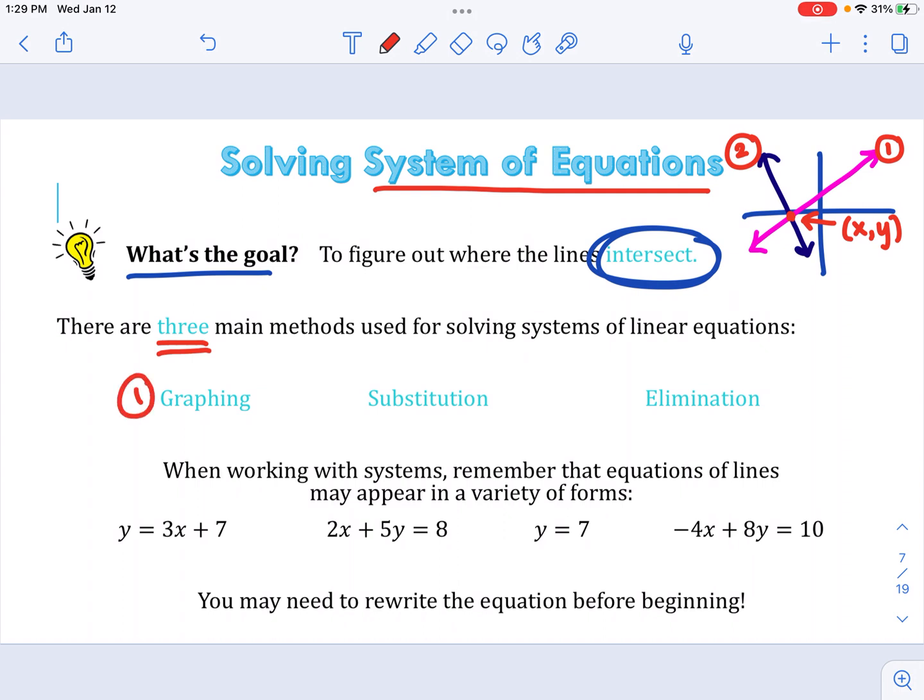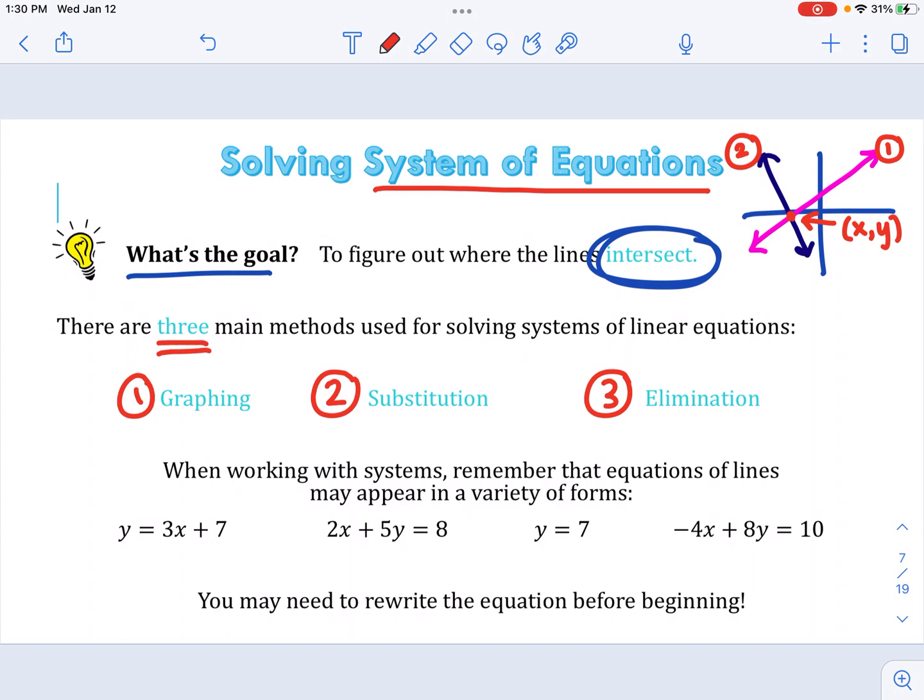However, it gives us a nice visual of what's happening in the graph. The second method is substitution. This is a nice, easy way of applying what we know about evaluating expressions in order to substitute for systems of equations. And the third and final method is elimination. All three methods have their pros and cons, and that's going to be something that you're going to be looking out for today.